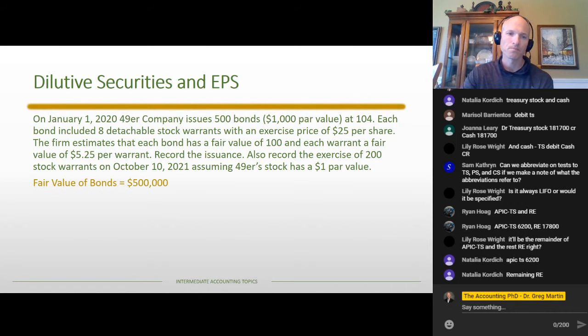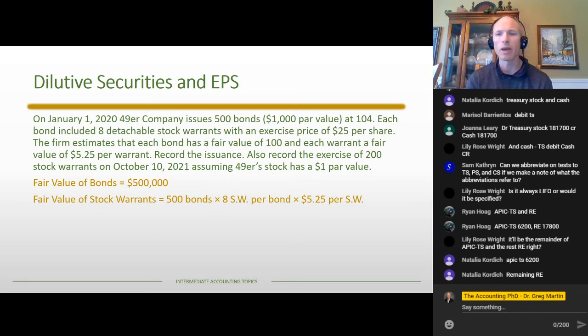The way we do the proportional method is we figure out the fair value of each individually. We do have the fair value of bonds, which is $500,000. And then we have the fair value of the stock warrants. There's a little bit of math here, not too big of a deal: there are 500 bonds, there are 8 stock warrants per bond, and the fair value per stock warrant is $5.25. So the total fair value of the stock warrants is $21,000. In total, the fair value of the bonds and the stock warrants together is estimated to be $521,000.